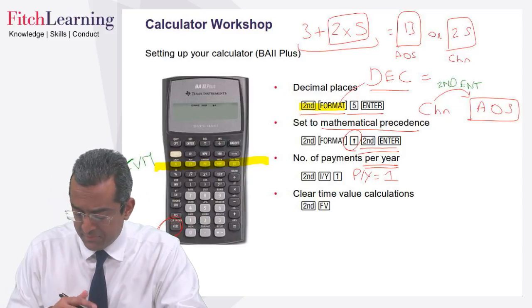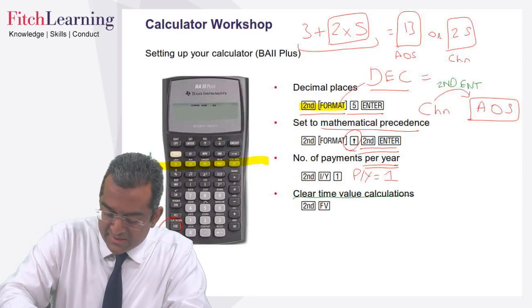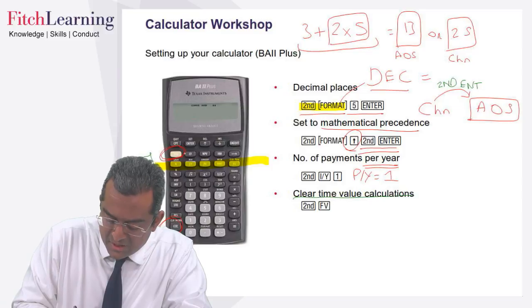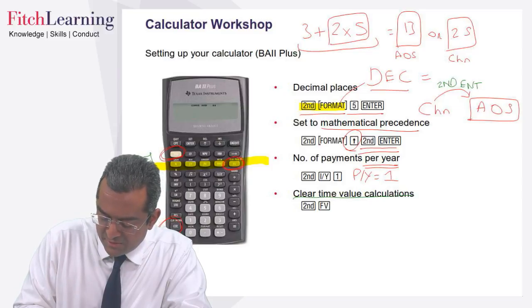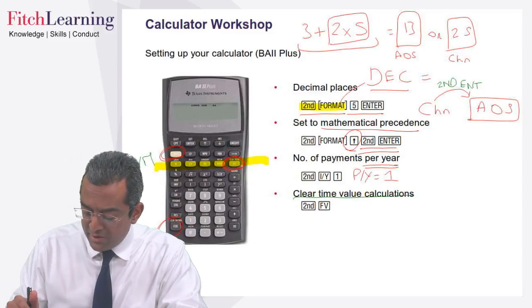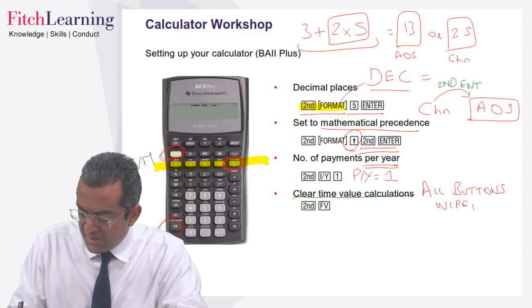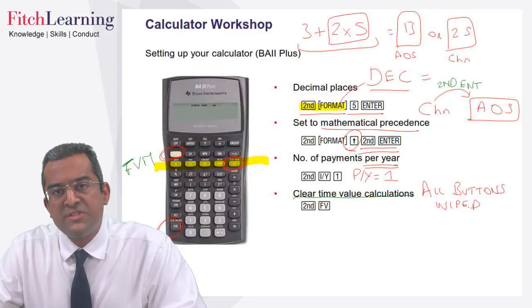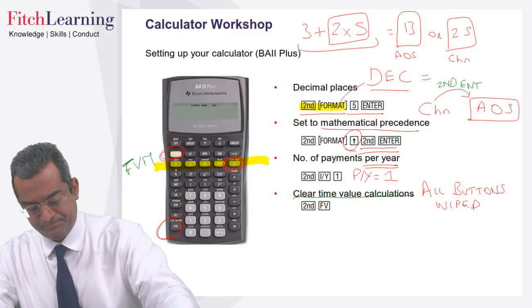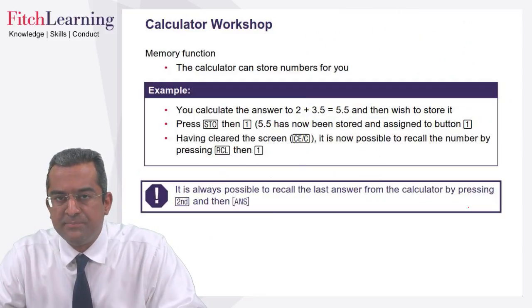We'll talk about that. When you want to clear that, you have to press the second button. Where's that? Second button's up here. And you have to press the last number in that row, which is FV. Second FV will ensure that you've cleared all the buttons. Okay, all the buttons are wiped, which of course is really essential when you're doing a new question. All right, guys, I hope that makes sense. Just the basics of the calculator.